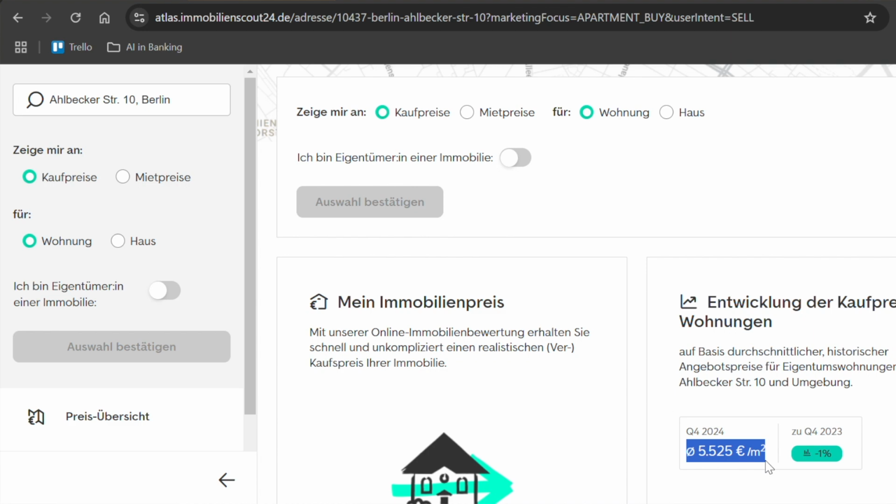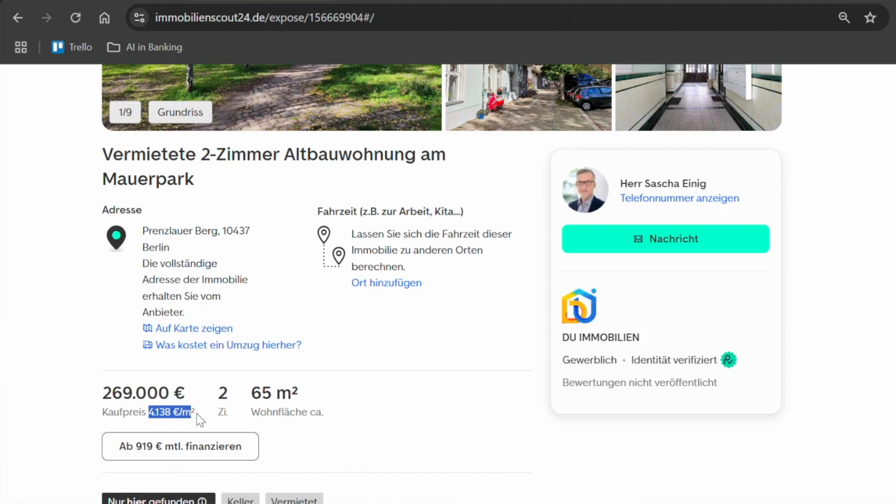So this might even be a little bit outdated, but what you can see here already is that 5,500 euros is what Immobilienscout says this property is worth per square meter. And as we said here, this one is being offered for 4,100. So there's like a big difference between those two prices, right? And that is what you're looking for when you want to find suitable apartments to invest in. Roughly 1,100 euros below the market price based on Immobilienscout's data.